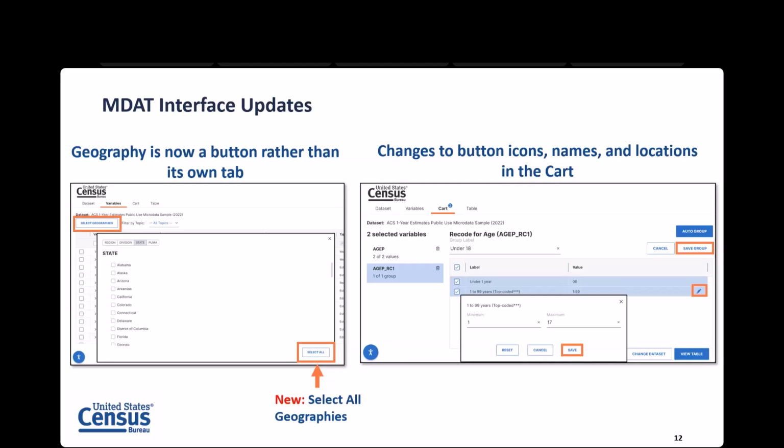You'll also notice some changes to buttons, icons, names, and locations within the cart when you're editing your variables. So you'll see a couple different things here. One of the big things you'll notice is that you see this small pencil icon towards the right side of the screen there. That's where you go in to edit different recodes when you're creating recodes for your variables or editing your variables values. So you're still able to go in and do a lot of the same stuff that you were able to do in the beta version of MDAT. Again, it's just more of a design update than what you were using previously.